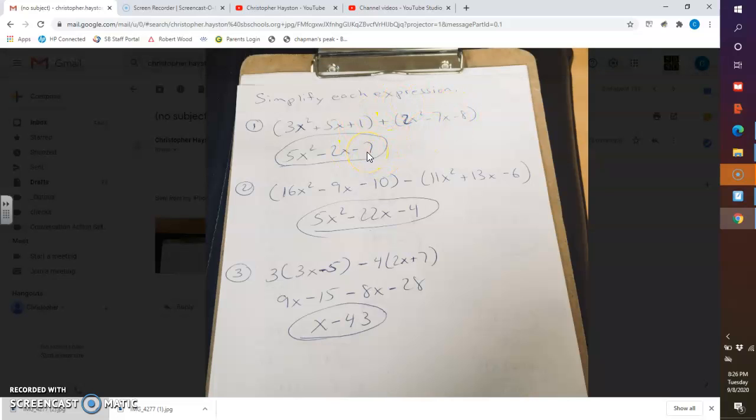I try not to say add or subtract here because that's really only done when you do it over an equal sign. In this case, we're not doing it over an equal sign. We're just combining like terms.